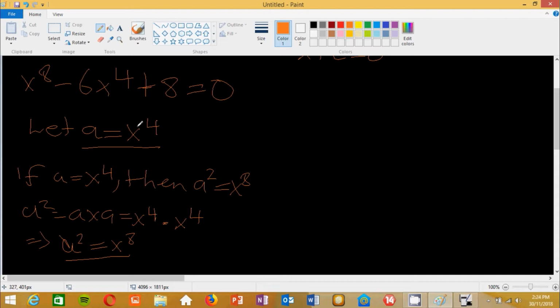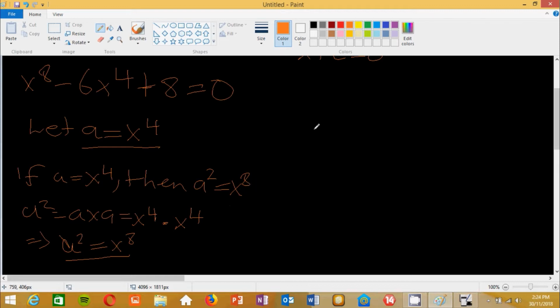So if we let this x to the power 4 equal to some arbitrary letter a, or it can be c, d, e, f, g, whatever it is, then the square of that is going to be equal to the square of this. You're squaring both sides. You square a, you square x to the power 4, and you get x to the power 8. So a squared is going to be equal to x to the power 8.